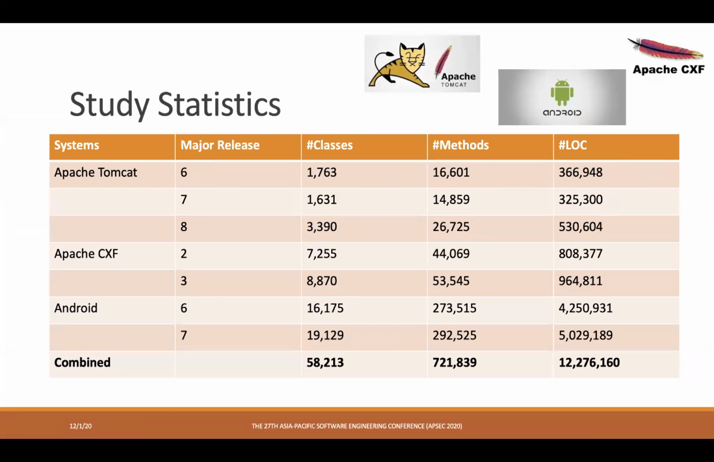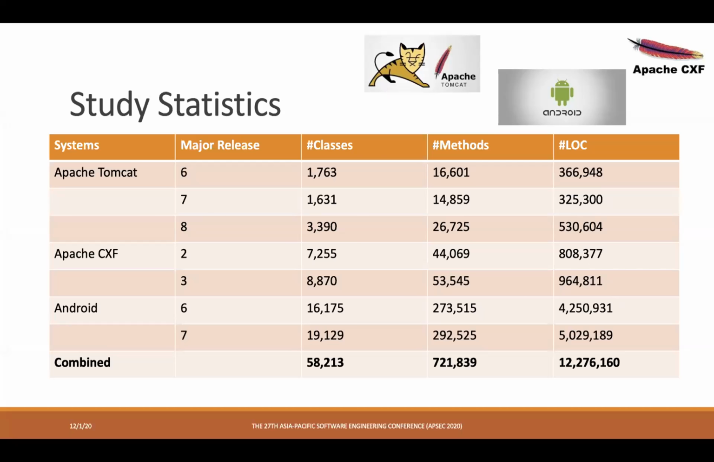The systems that we studied for our research are Apache Tomcat, Apache CXF, and Android. We used 3 major releases of Apache Tomcat: 6, 7, 8; 2 major releases of Apache CXF: 2 and 3; and 2 major releases of Android: 6 and 7. Here is the list of the total number of classes in every version that we used.